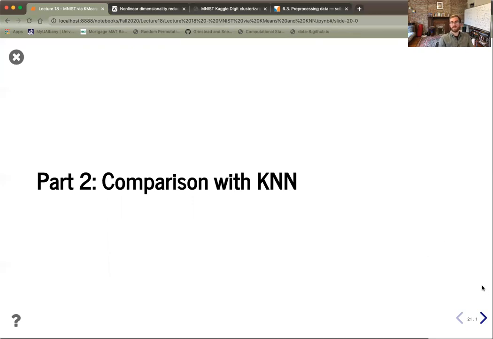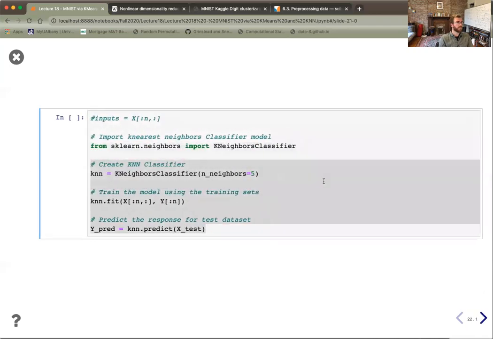Let's compare this with KNN. K nearest neighbors, as a reminder, picks a point, looks at all the K closest points, and then votes. So here you're using labeled data very heavily, and you probably shouldn't be surprised that this is going to perform a lot better. Let's go ahead and see that.